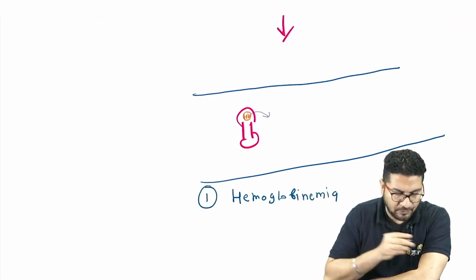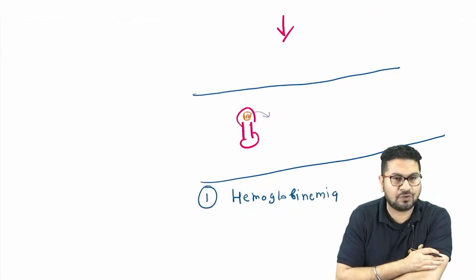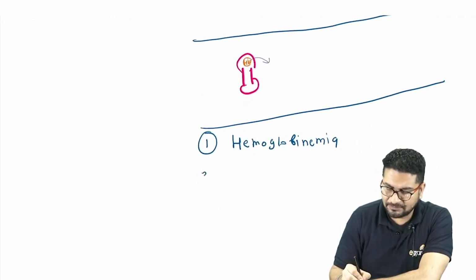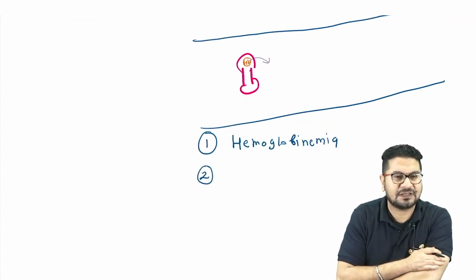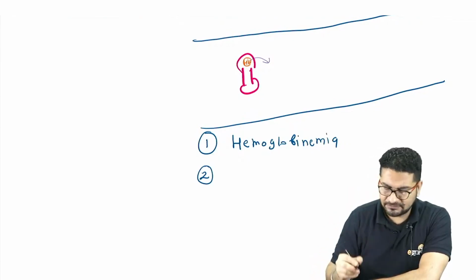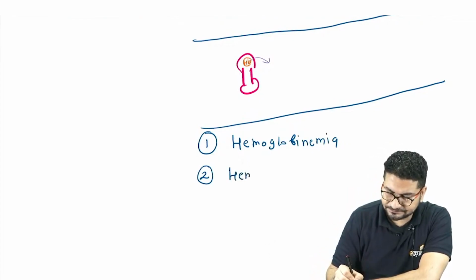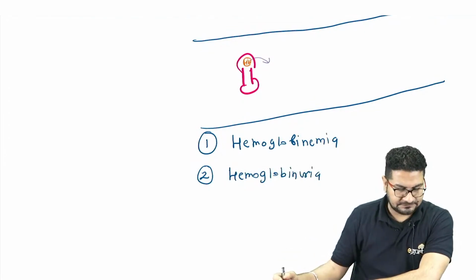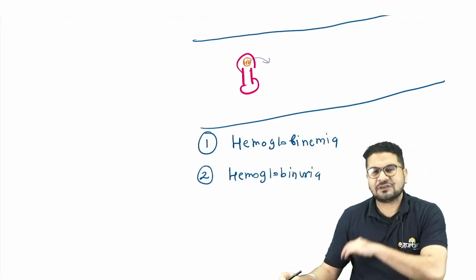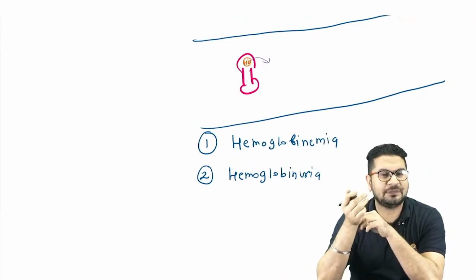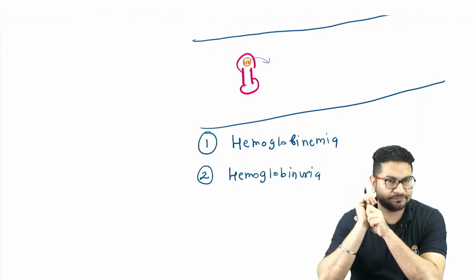Hemoglobinemia means more hemoglobin in the blood. When there is more hemoglobin in the blood, there will be more hemoglobin in the urine. They will go out through the kidney. There will be hemoglobinuria. Clear? So intravascular hemolysis means RBCs are dying in the vessel itself. So you will see hemoglobinemia, and you will see hemoglobinuria.